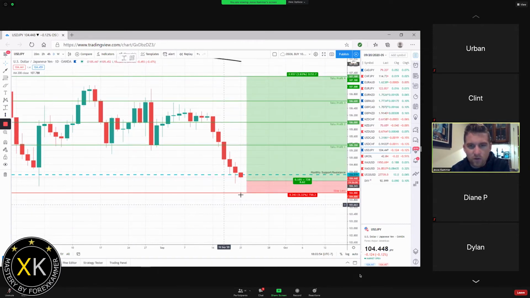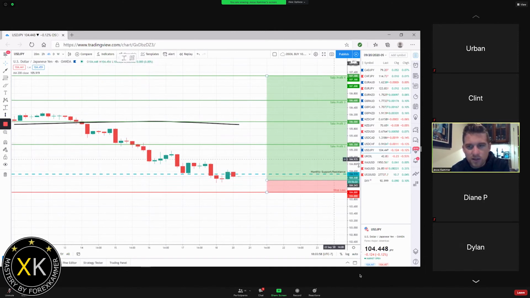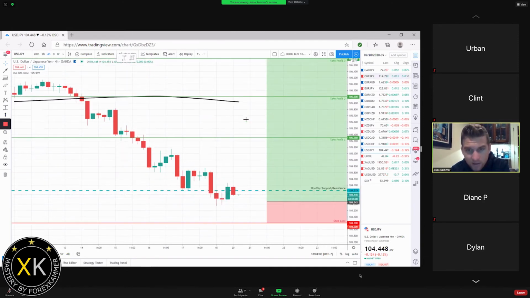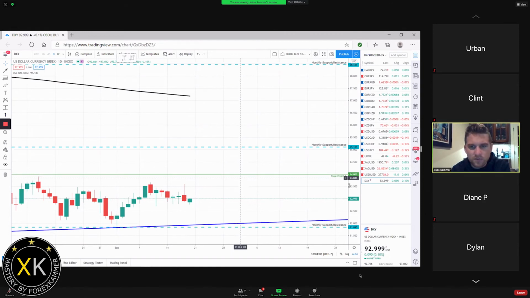If we saw a break of that 104, then we're going much lower. But like I said, JPY trades, I think that we're going to see that small retracement, and that's what I think was going to drive this. But if we see this dollar just keep dropping like it is right now, it'd be a little different story.